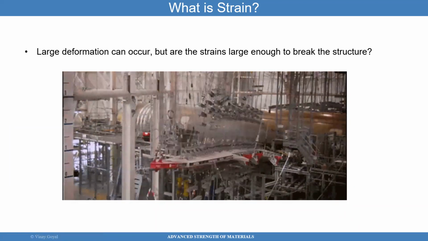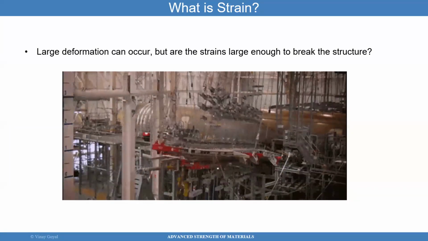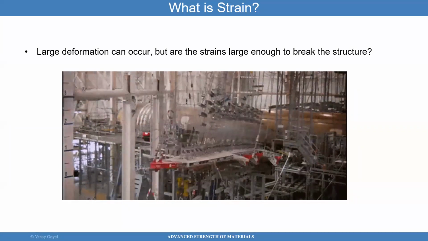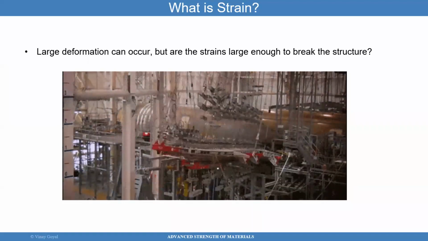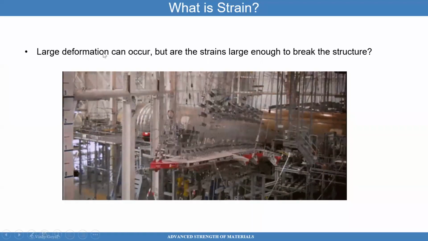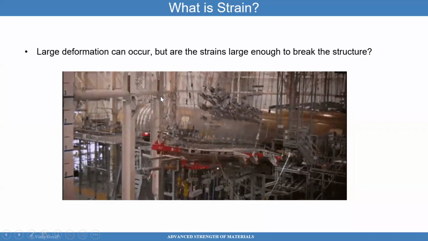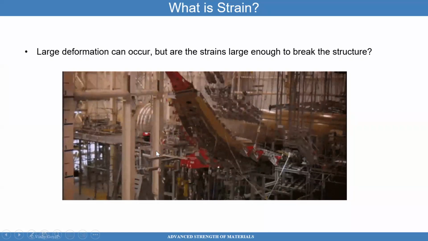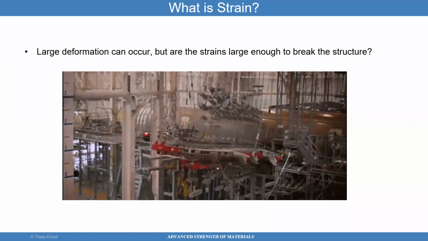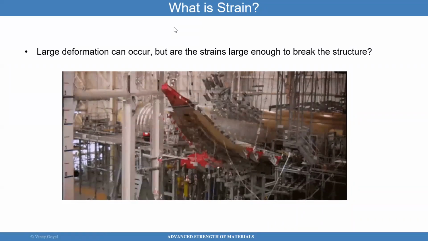But are the strains large enough to break the structure? And how do you know where these strains occur? That's why we use the concept of strain, because if I went by deformation, you may say, well, it's deforming a lot here, so it's going to break here, but not really. It's probably going to break more where the strain is largest. And so that's why strain is a better measurement for determining whether a structure fails.